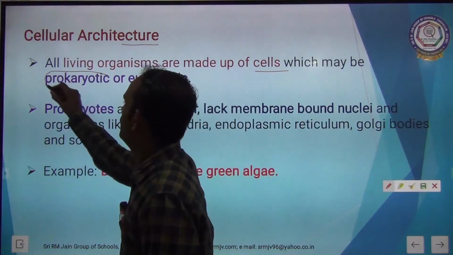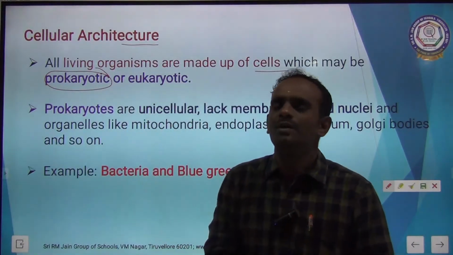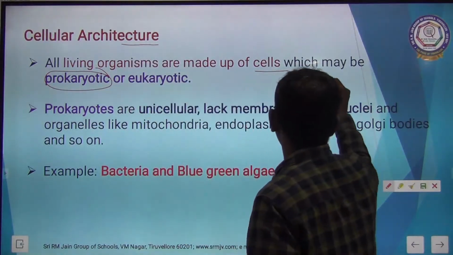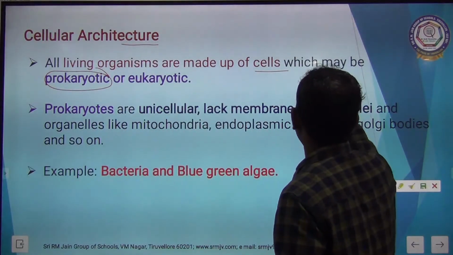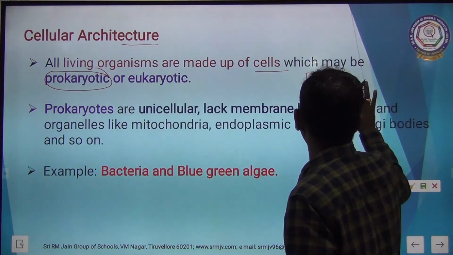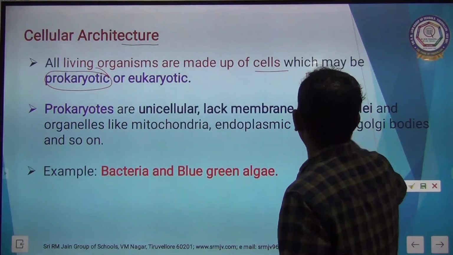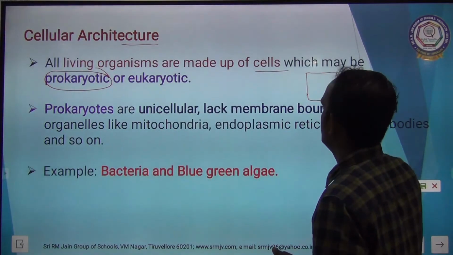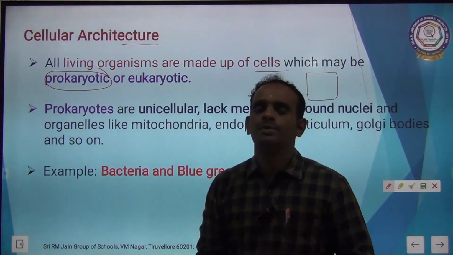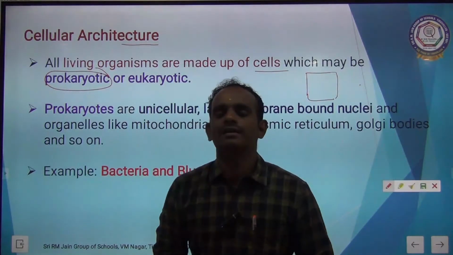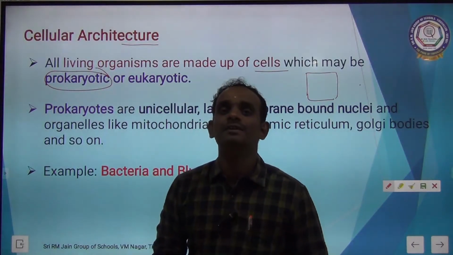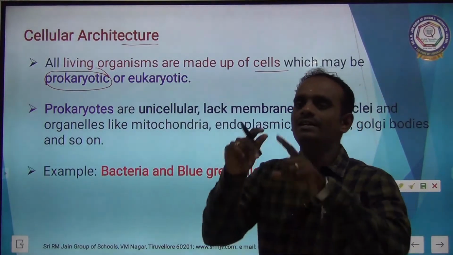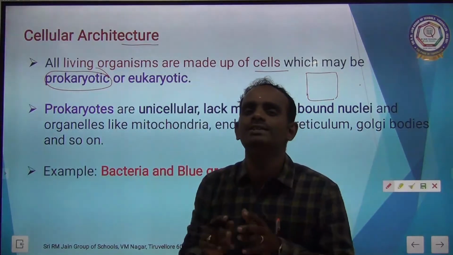You already heard the word prokaryotic. What is prokaryotic? Prokaryotic is nothing but if an organism has a cell, that cell does not have a well-defined nucleus. That means the nucleus is not in a proper membrane. Okay, so a prokaryotic organism is nothing but an organism which does not have a well-defined nucleus. In the case of eukaryotic, the cell has a well-defined nucleus.